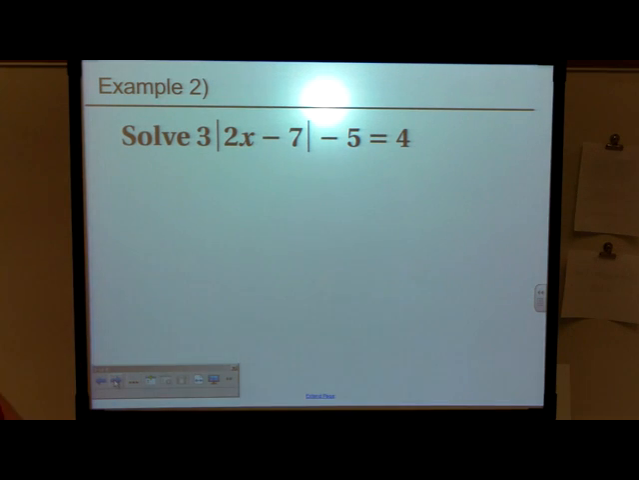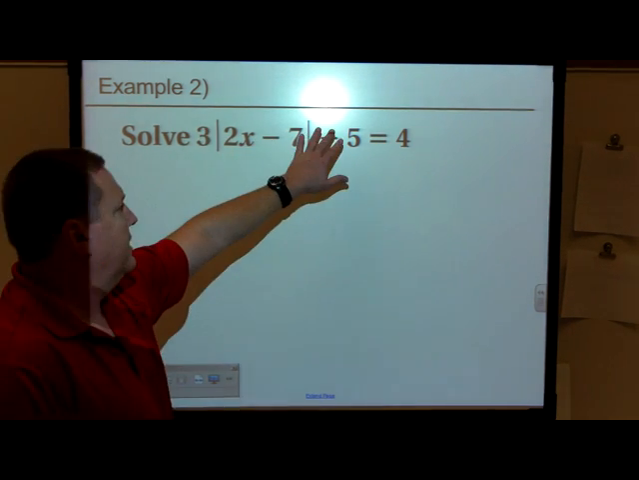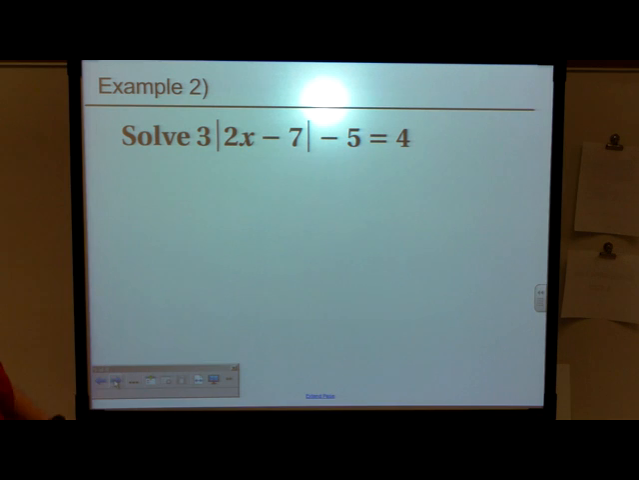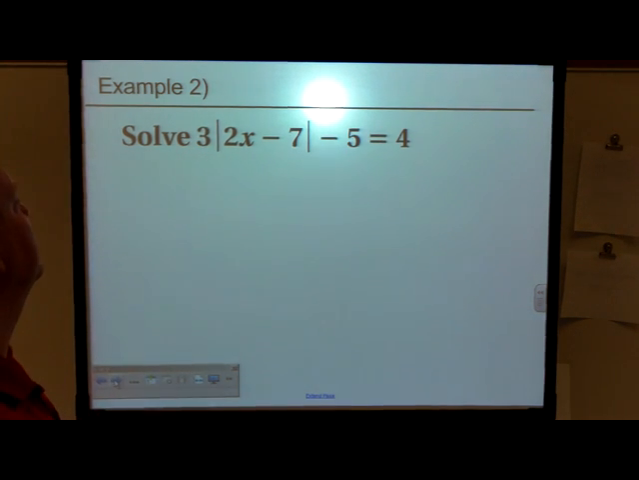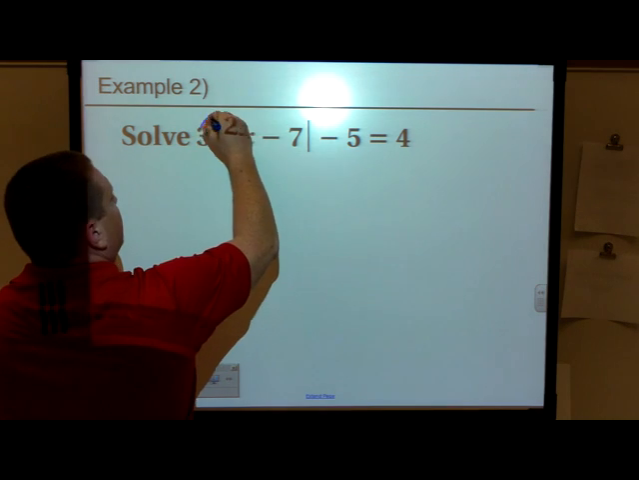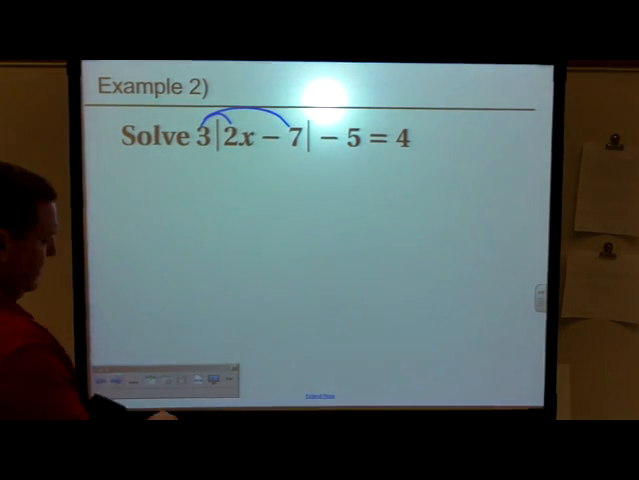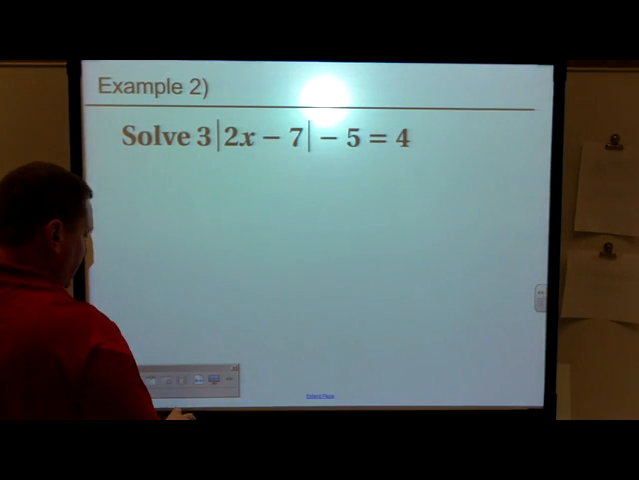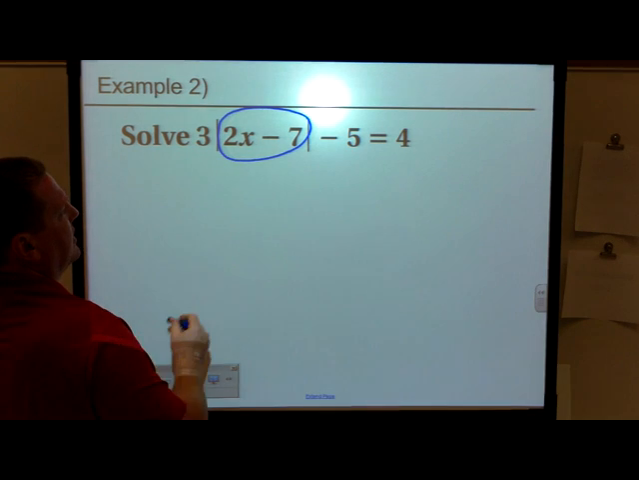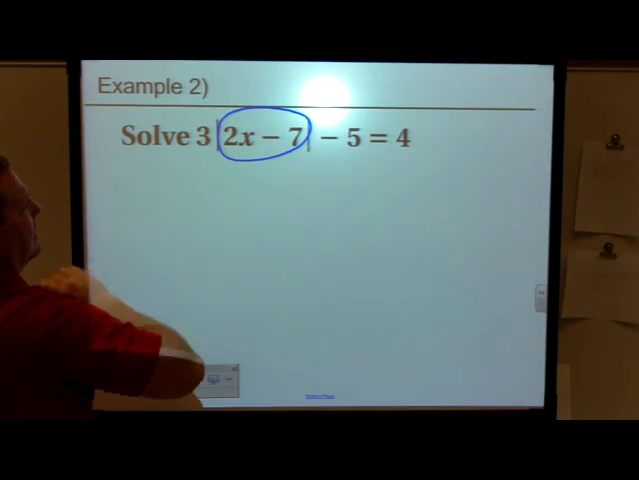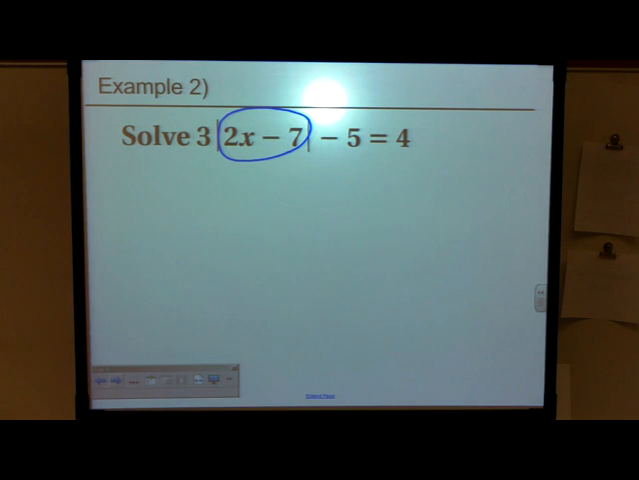Next example here, you'll see that I have a times on the outside and a minus on the outside. Even though we treat absolute value bars like a grouping symbol, you cannot distribute inside of your absolute value. This right here, you cannot do, so don't try to do that. What we need to do is isolate the absolute value itself. So I have to get rid of my minus, I have to get rid of my times first.